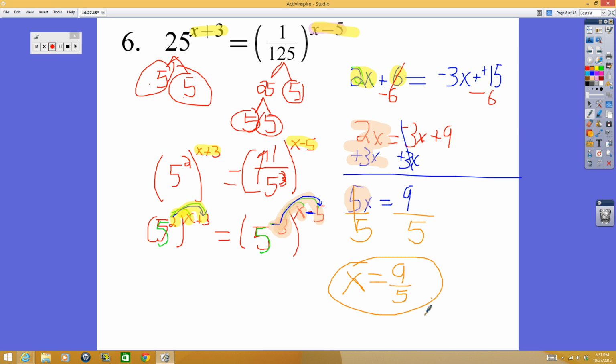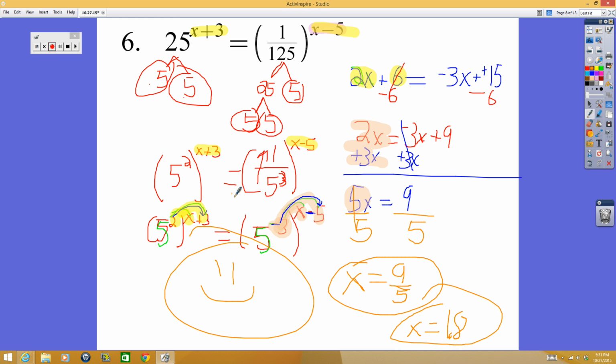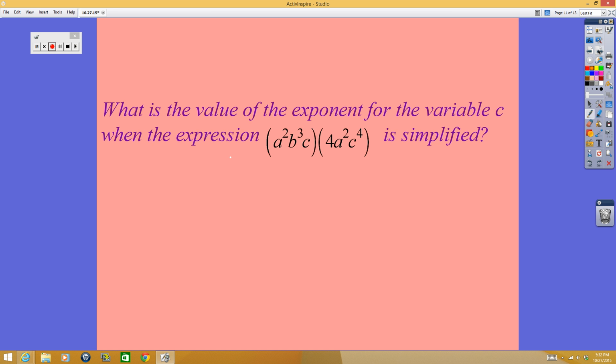I'll accept that as an answer. Or x equals, let me throw that in my calculator. 1.8. Either one of these are acceptable. I just put 9 divided by 5 in my calculator. Alright, you cool? You're still with me? If you are, cool. If not, have a good night. I'm still going though. I'm going to skip around for a second.